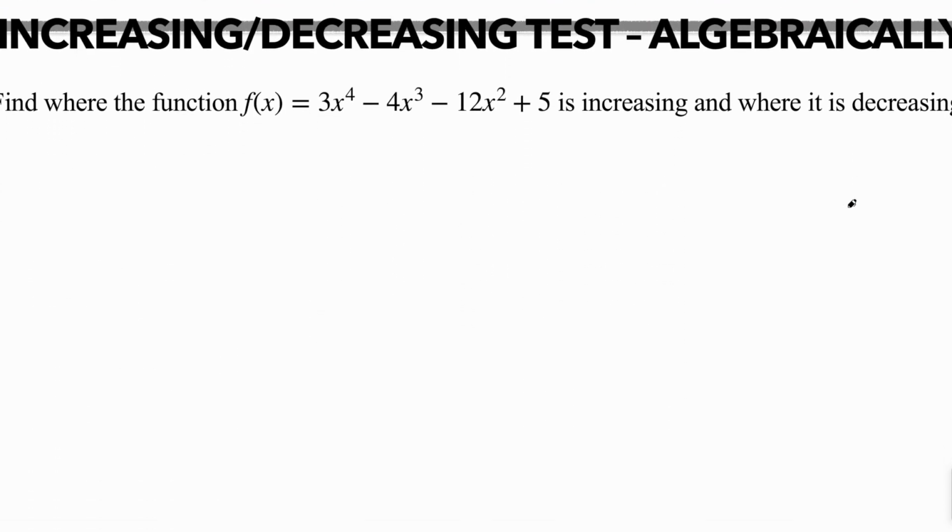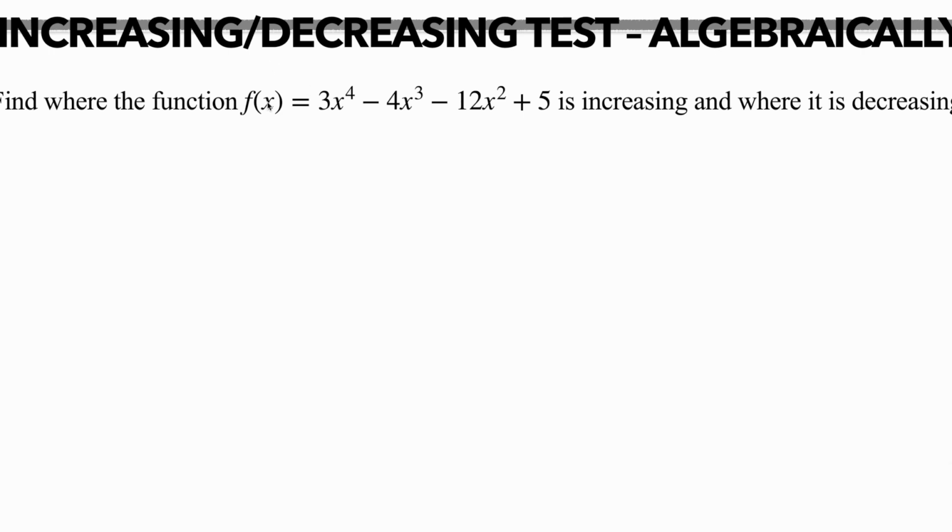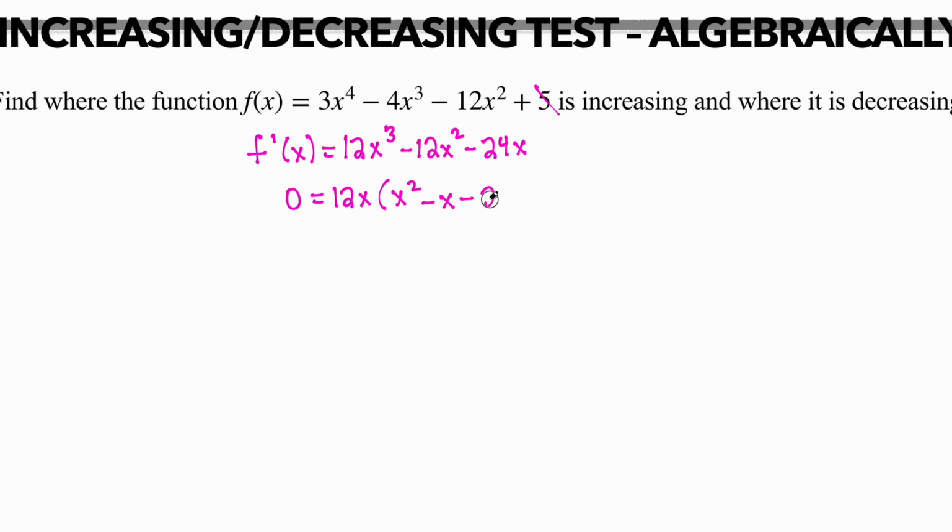Now to do it algebraically, the first thing you're going to do is take the derivative. So that will be 12x to the third minus 12x squared minus 24x, and the derivative of 5 is just 0. And now you're going to set it equal to 0. So I'm going to factor everything out that I can. Well, they all have a 12 in common and they all have an x in common. And when I factor out a 12x, I am left with x squared minus x minus 2. And now I'm going to set them equal to 0.